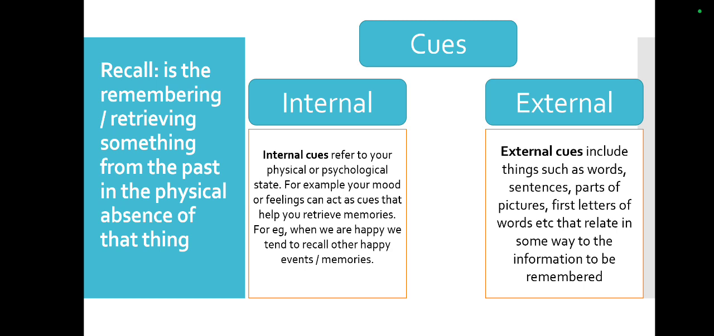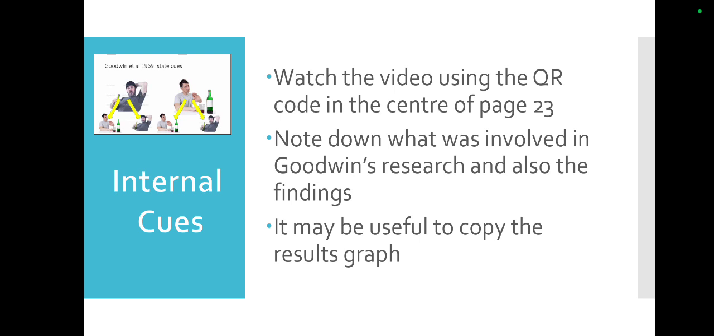External cues are things. So these are things which might include words, sentences, pictures or parts of pictures, first letters. They relate in some way to the information that you have previously stored in your memory and that you're now trying to recall. So this is kind of what you use when you are revising for an exam. Okay, so specific words, sentences, first letters, etc. Now, what we found in psychological research is that the most powerful form of cue is definitely internal cues.